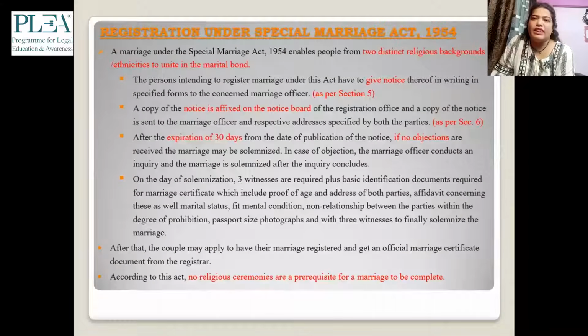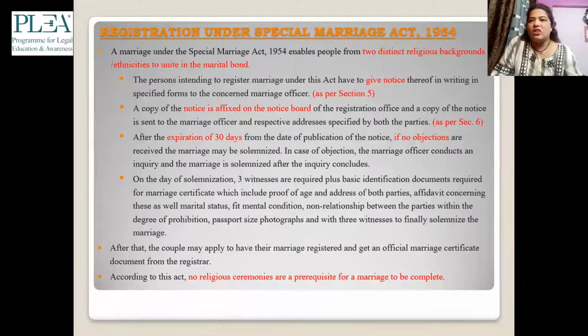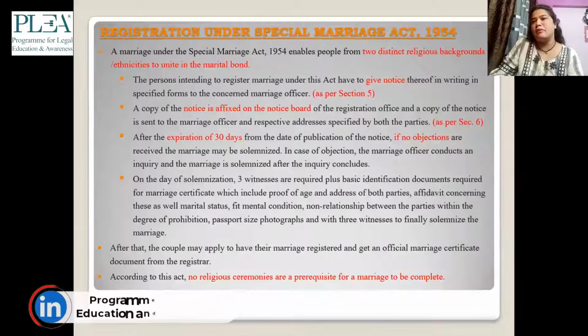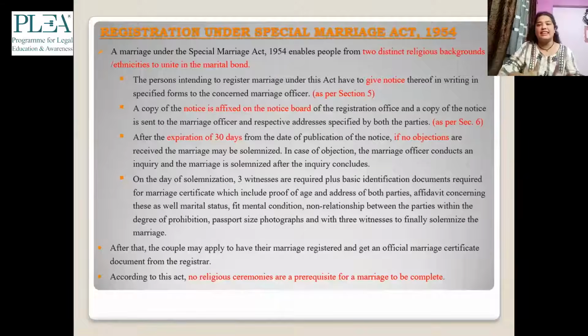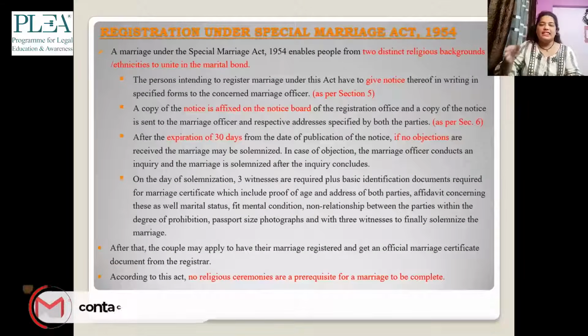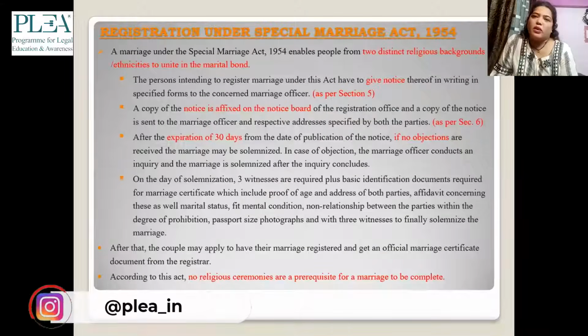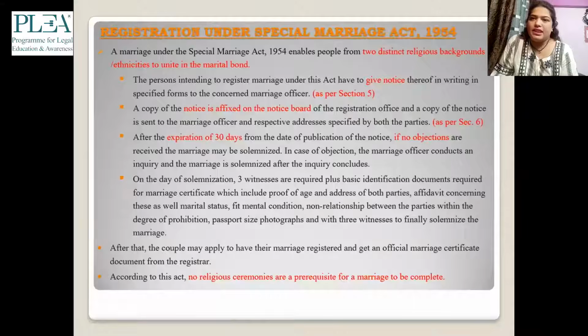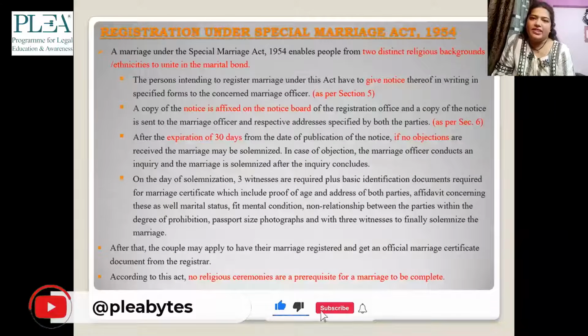Then an affidavit confirming the marital status, that these are well married. As I told you, an affidavit that this is the first marriage for both. Then there are the conditions regarding relationship: there is no relationship between the parties, that is, they are not in any degree such as linear descendants of each other, or cousins of each other, etc. For those purposes all of that has to be written in the affidavit, that they do not come under the degree of prohibition of marriage.